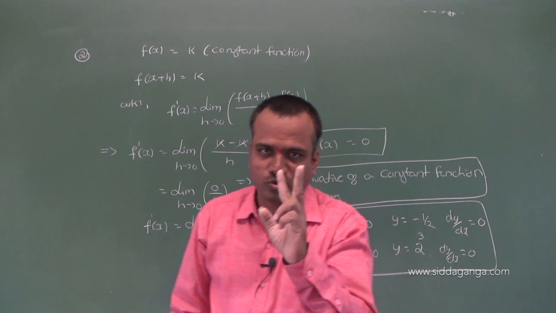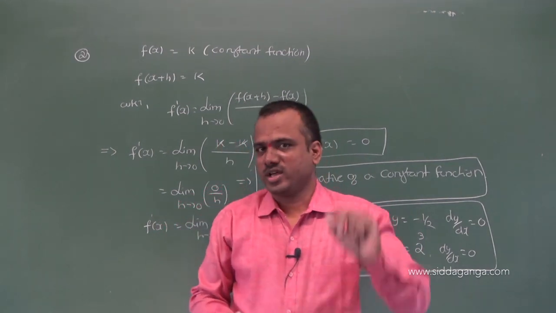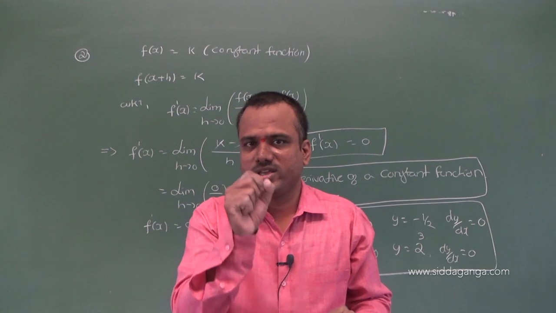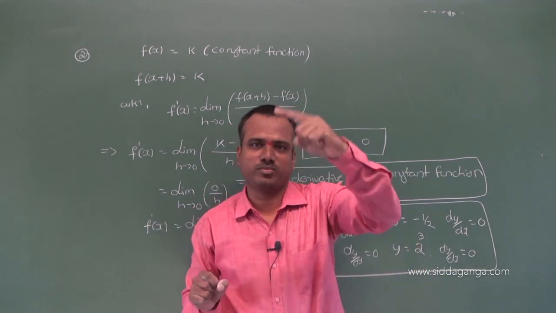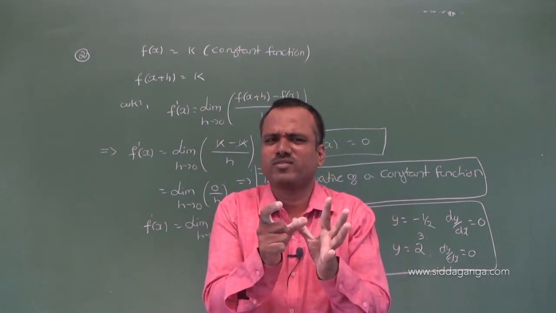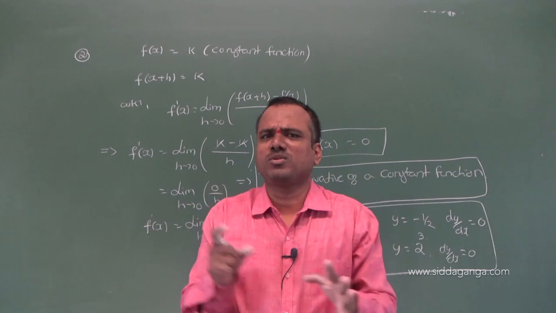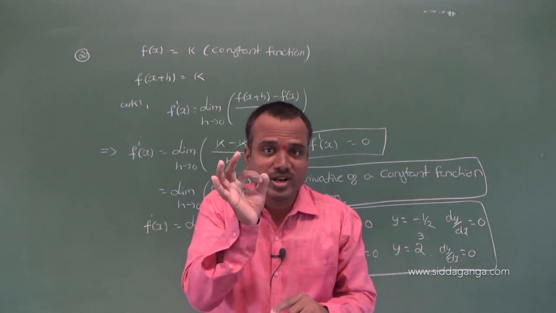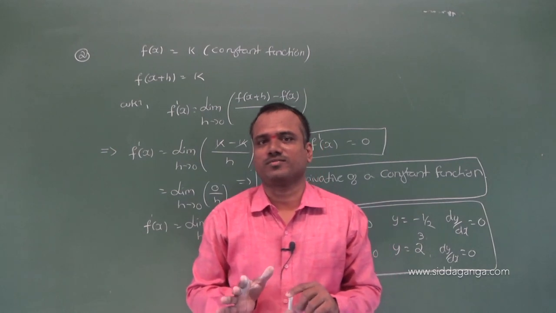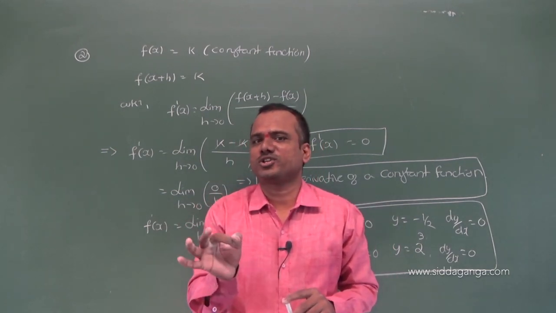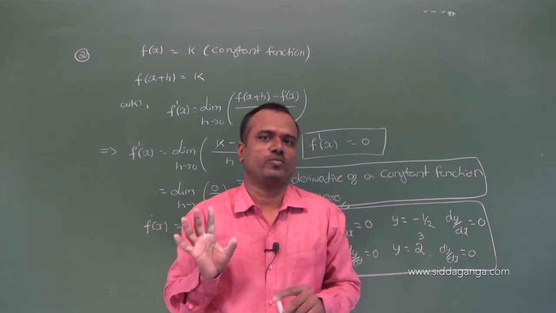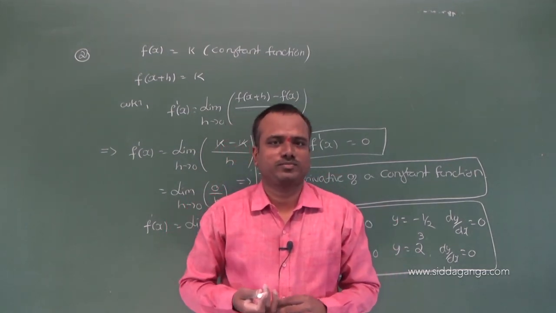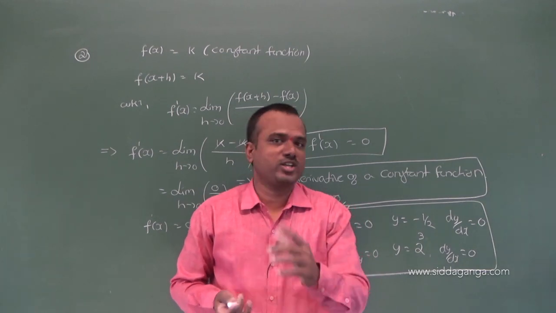So today we discussed two formulas. If y is equal to x to the power n, dy by dx is n into x to the power n minus 1. Plenty of problems we solved regarding this formula. And the second formula, remember this one also: the derivative of a constant function is always 0. Up to this, we stop. We continue the remaining formulas in the next class. Thank you.